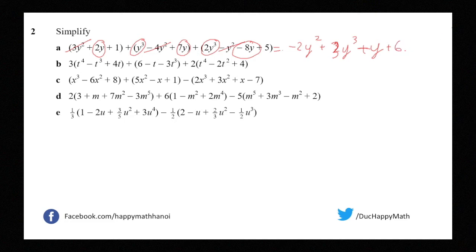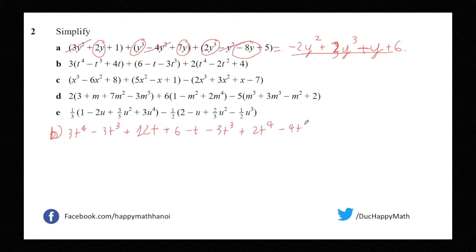It means 6. Okay, maybe this way I did it too quickly, so maybe you won't understand. So in question B, I will do it more slowly. The first term, I will break the first bracket: 3t to the power of 4 minus 3t to the power of 3 plus 12t and plus 6, minus t minus 3t cubed plus 2t to the 4.